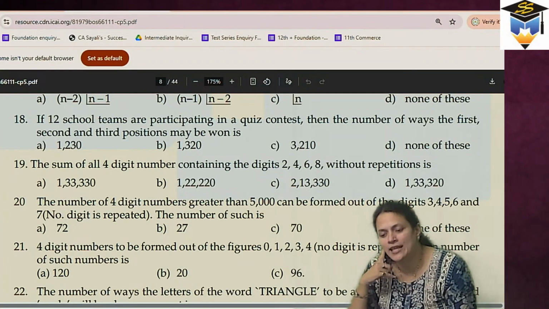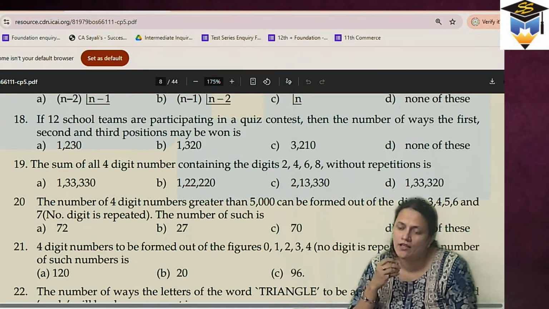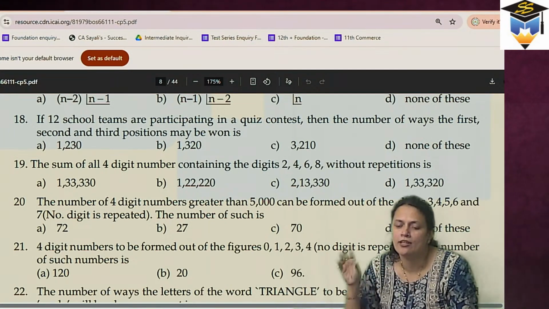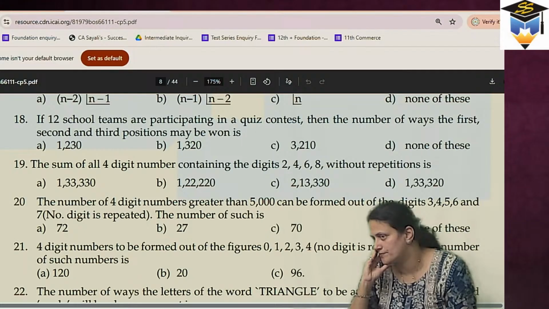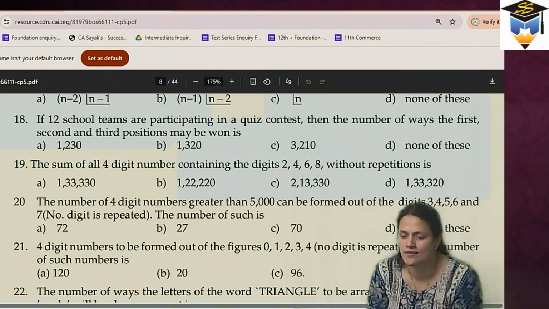If 12 school teams are participating in a quiz contest, then the number of ways the first, second and third positions may be awarded is... In the module, there is one question based on this.